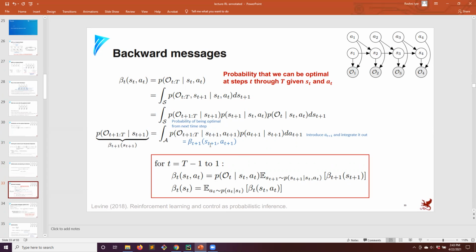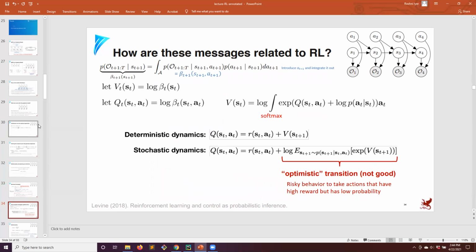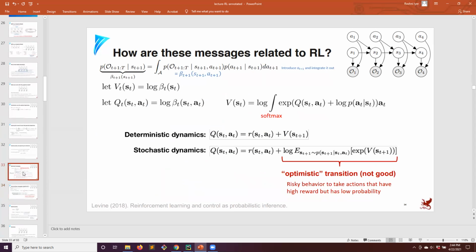What about for the previous time step? We can more generally write this as follows, that for time step t equal to everything previously, so t-1 to 1, we can write the backward messages in a similar way. So it's basically following this. Okay, so I have just copied this here.